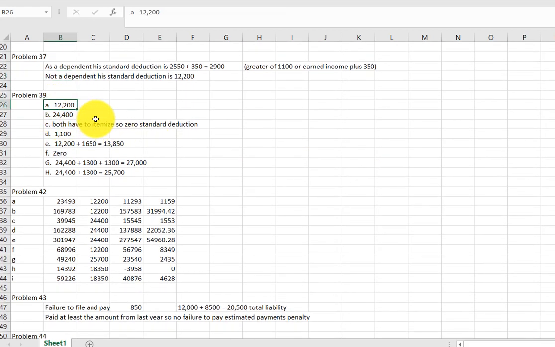Okay. Problem 39, the first one is normal, and the second one is pretty straightforward. The son being blind does not make a difference. It has to be one of the two people filing jointly who is blind for it to affect the standard deduction. For C, both have to itemize when they're married filing separately. If one itemizes, the other one has to as well, so both of them have a zero standard deduction.